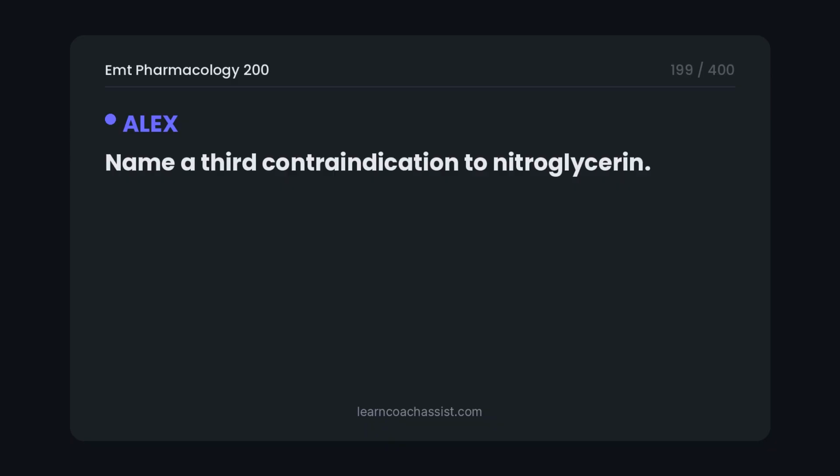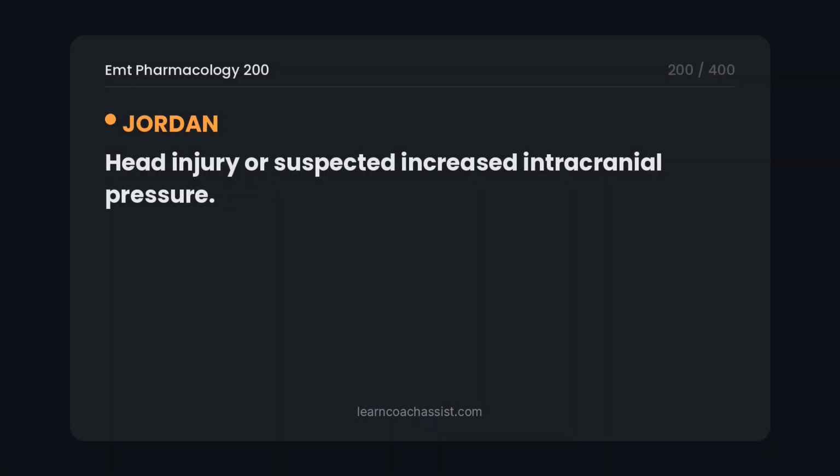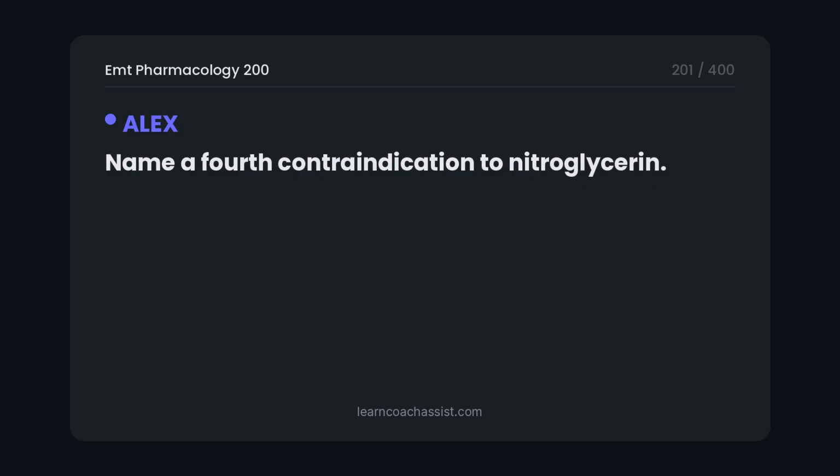Name a third contraindication to nitroglycerin. Head injury or suspected increased intracranial pressure. Name a fourth contraindication to nitroglycerin.